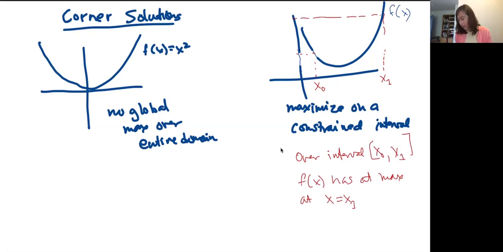Why we call these corners, you kind of get what they're saying. You might call them edges or boundaries, something like that. But corner solution is what they're called. And the simplest way to find the maximum on this kind of interval is just to compare the values at the lower end and the higher end there.